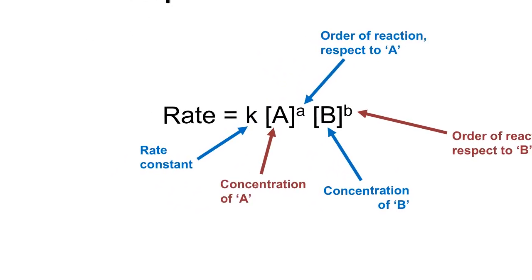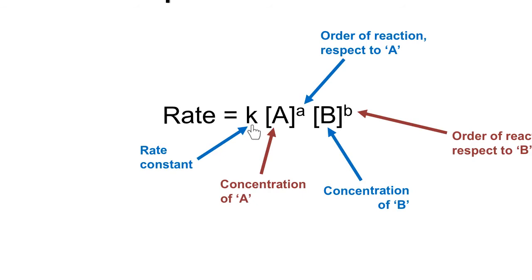Now, as you know, the rate of reaction depends on the concentrations of the reactants. It can depend on just one reactant, and the superscript A gives the order of the reaction with respect to that reactant, and B gives the order of the reaction with respect to that reactant. The overall order is that plus this. Then you have the rate constant, and the rate of the reaction is given by that expression.